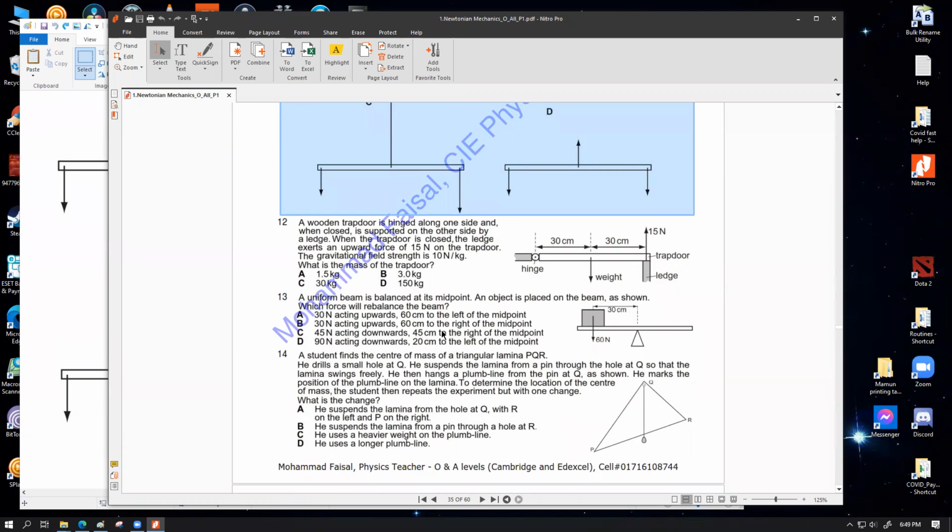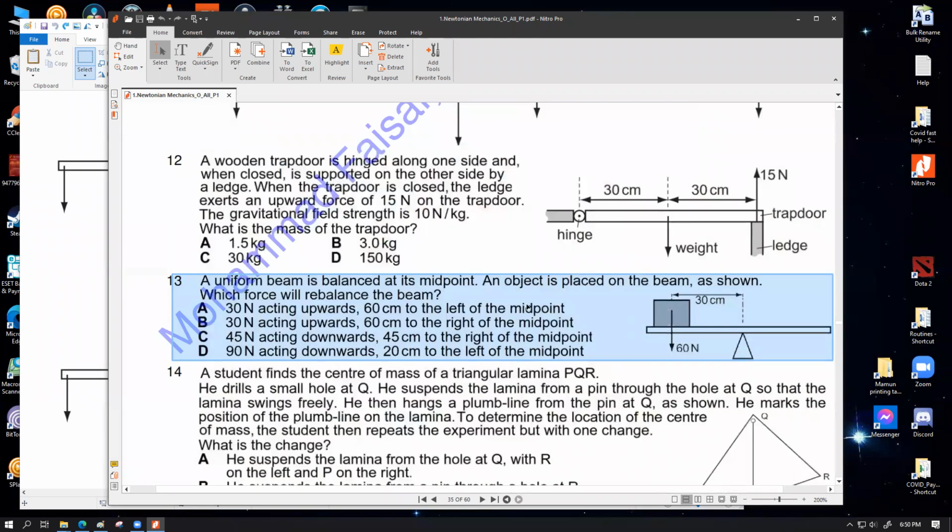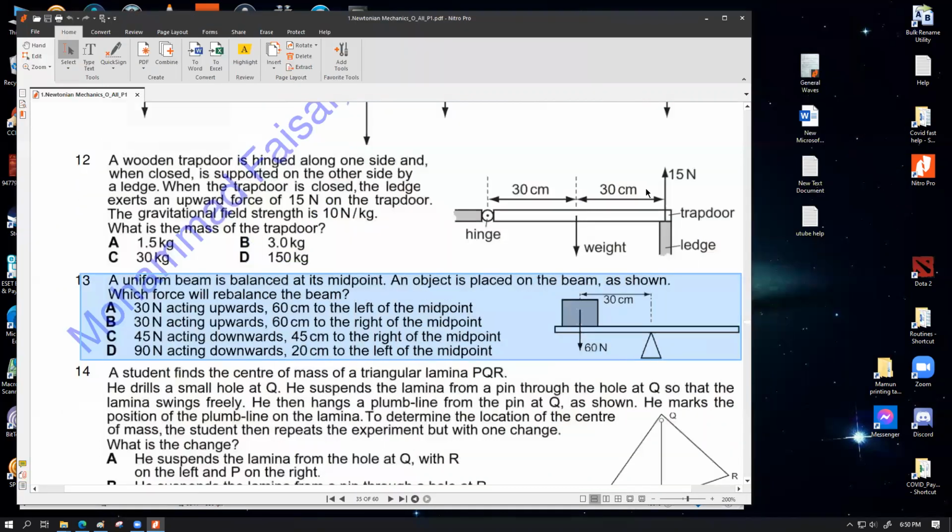Could you please do number 13 properly? 13 is actually an interesting question. I'll show you why I'm saying this question is interesting. If you have a look at this question, the question is not asking you to find out the existing moment of the setup. Read the question. A uniform beam is balanced at its midpoint. An object is placed on the beam as shown.